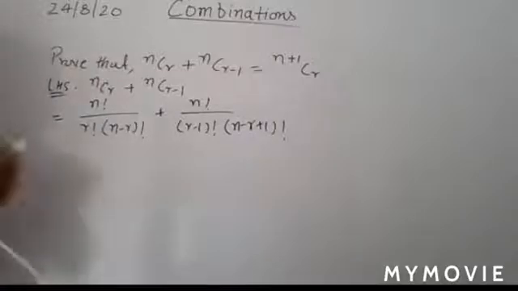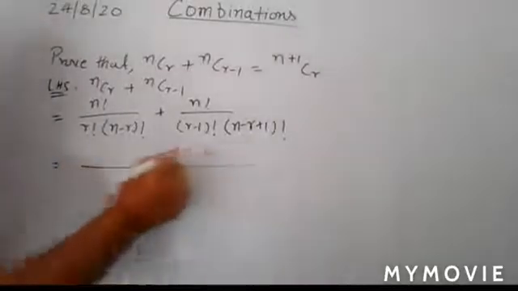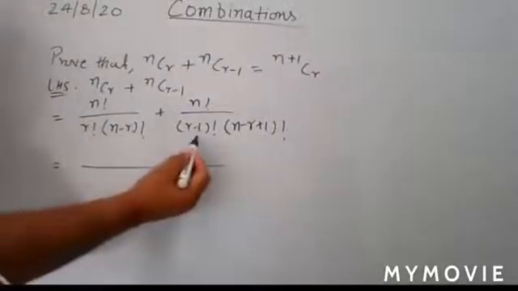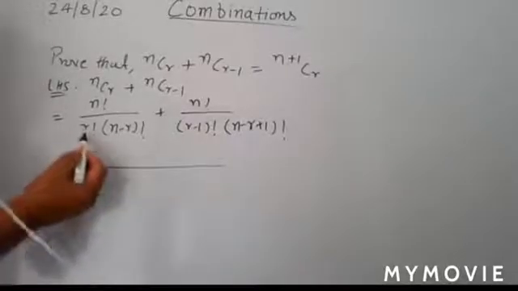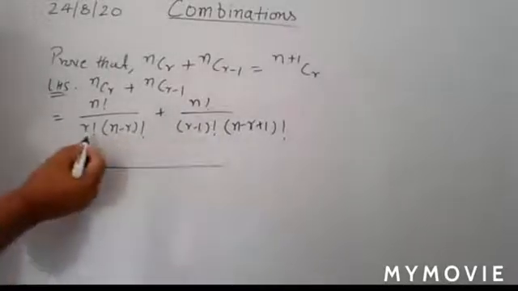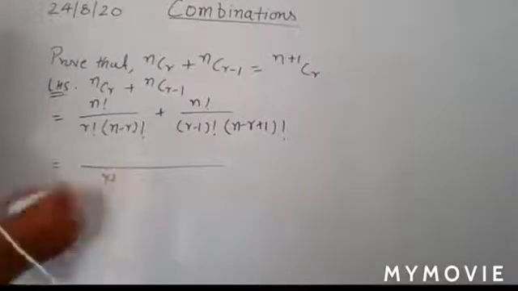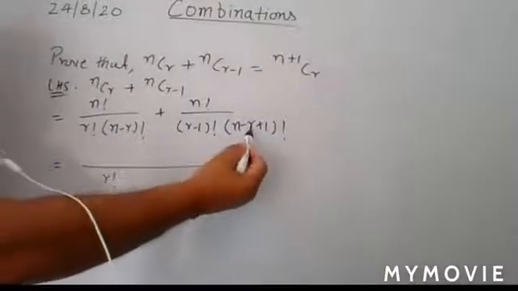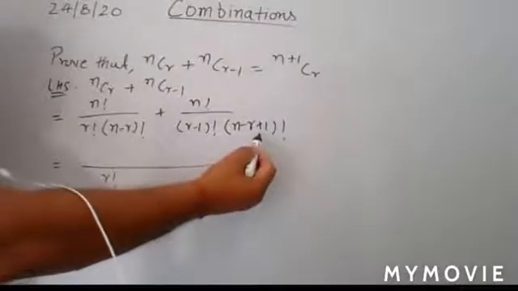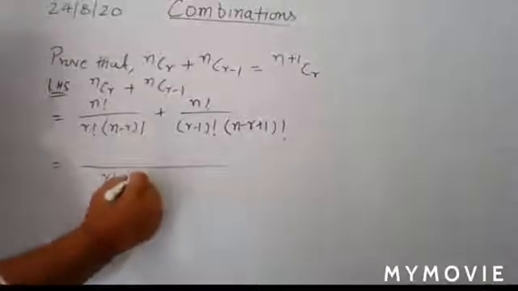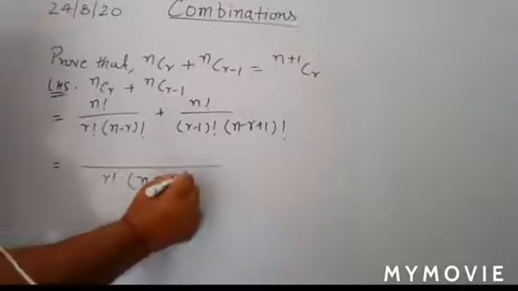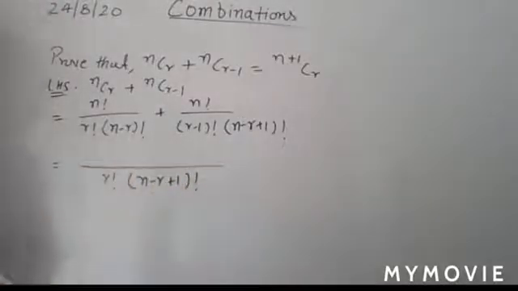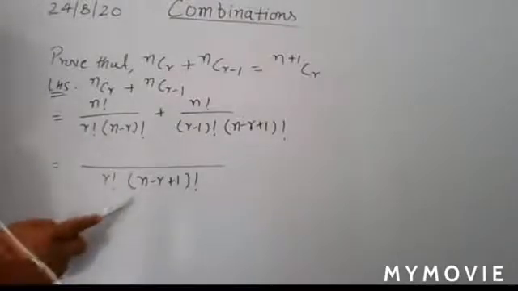So just see here, you have r, and on this side you have (r minus 1) factorial. Out of r and r minus 1, r is greater, so r factorial is your LCM. Here you have n minus r, and on this side you have n minus r plus 1, so that is greater. So you can write (n minus r plus 1) factorial. So this is your LCM. Now what you do, here you divide this denominator into the LCM.